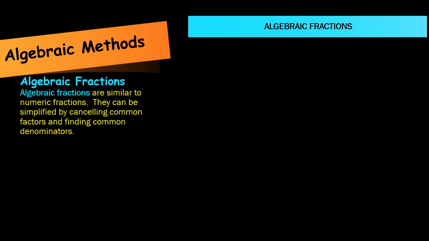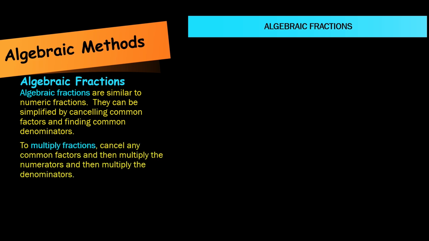Algebraic fractions are similar to numeric fractions. They can be simplified by cancelling common factors and finding common denominators. To multiply fractions, cancel any common factors and then multiply the numerators and then the denominators. Let's take a look at an example.